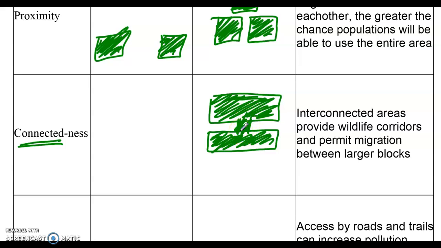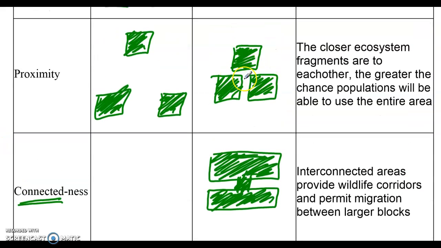So what that allows is it's even better than this one up here, because there's no road or anything that the animals will have to cross. It's actually still connected by a patch of forest. So this allows for migration or movement to happen in between here all the time. You don't have to cross a street or anything like that.